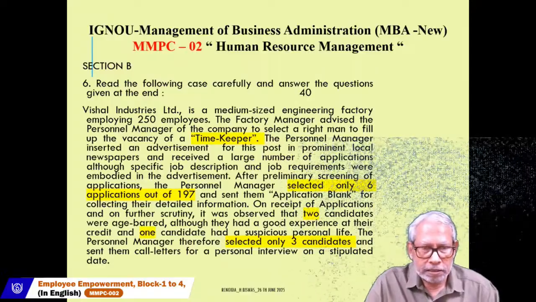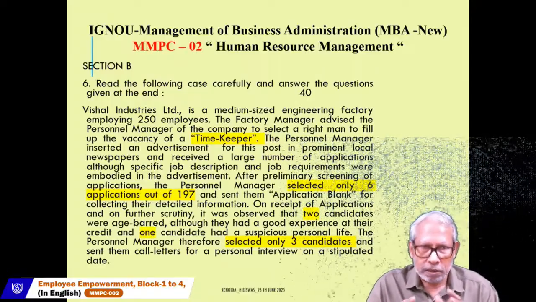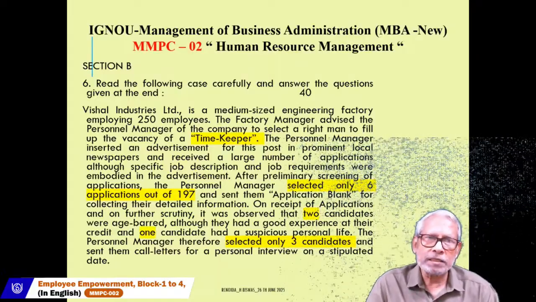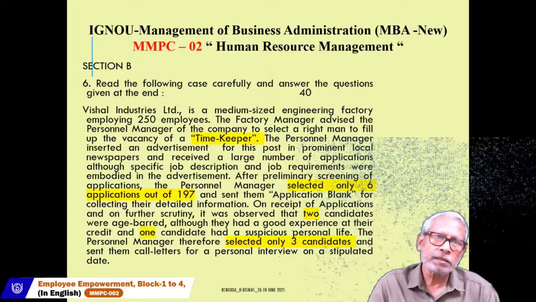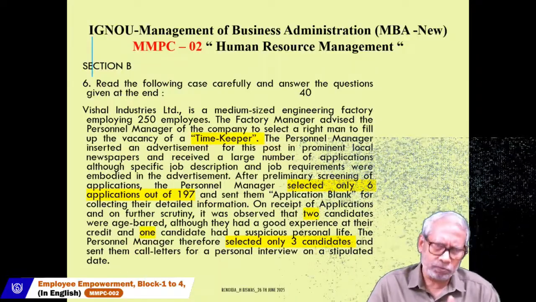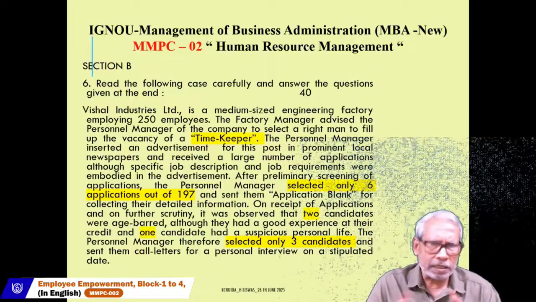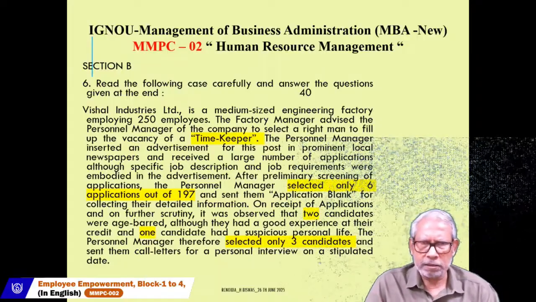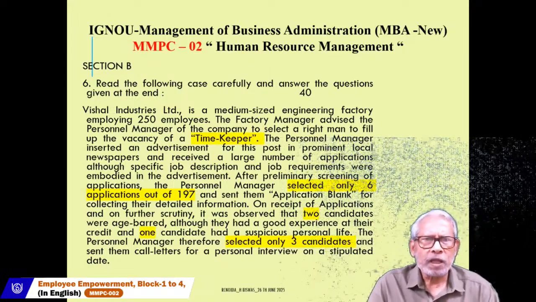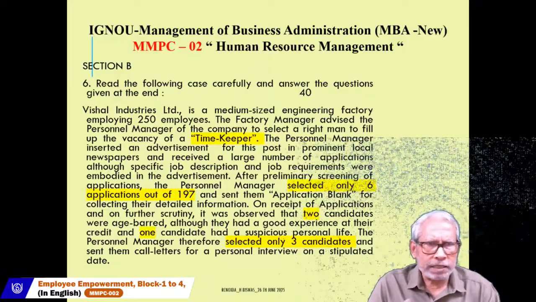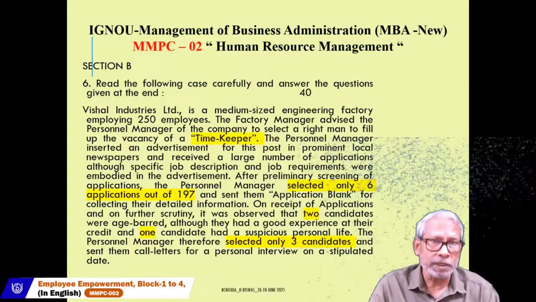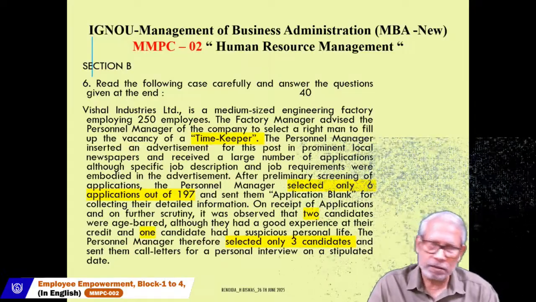Now I can just pick out the things; I am not going through all the sentences. Vishal Industries is one of the factories there. There are 250 employees working. One post is vacant: the timekeeper post is required. Management decided and gave the task to the personnel manager: please select some of the applications. So he has selected 6 people out of 197.